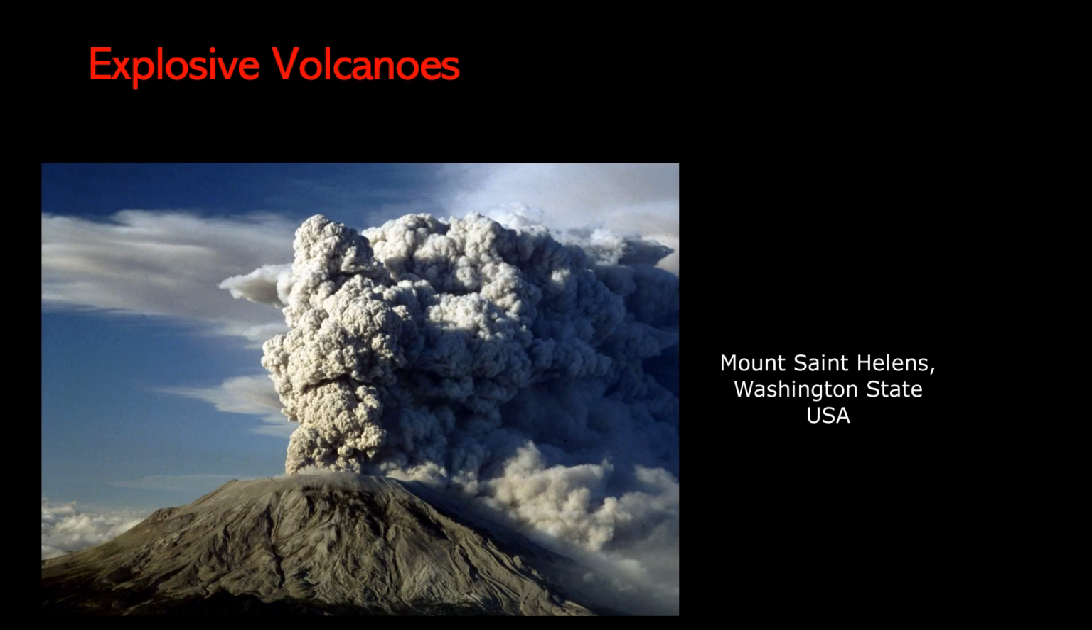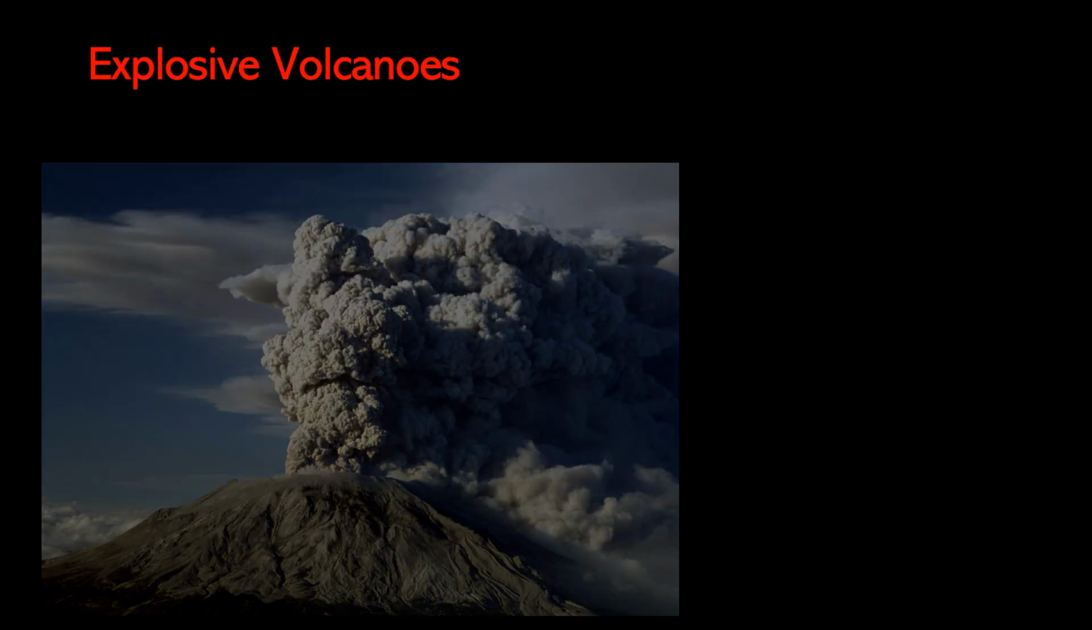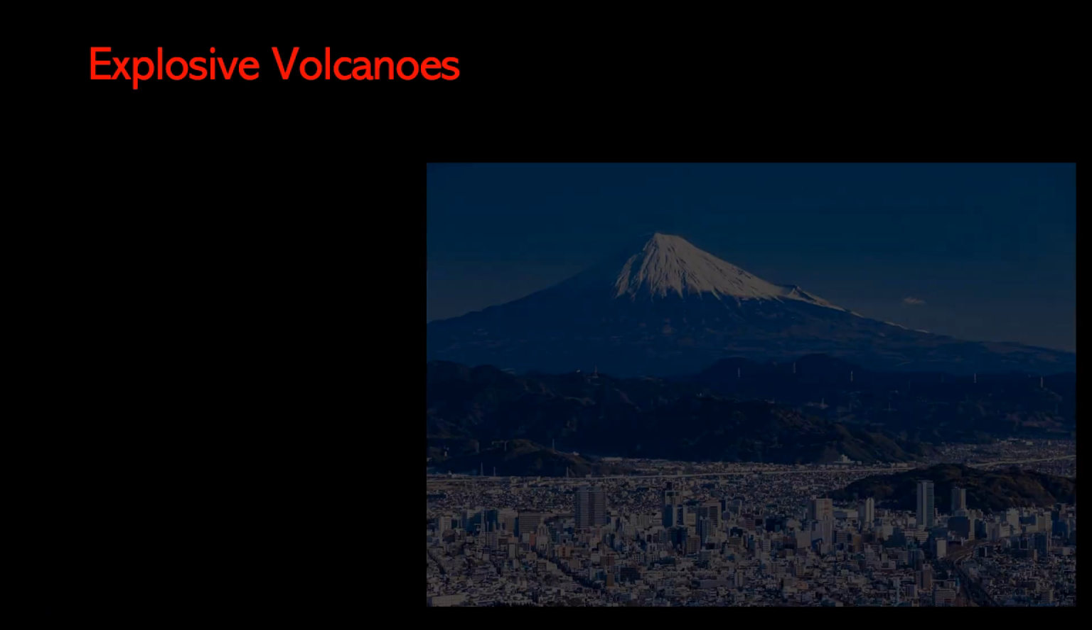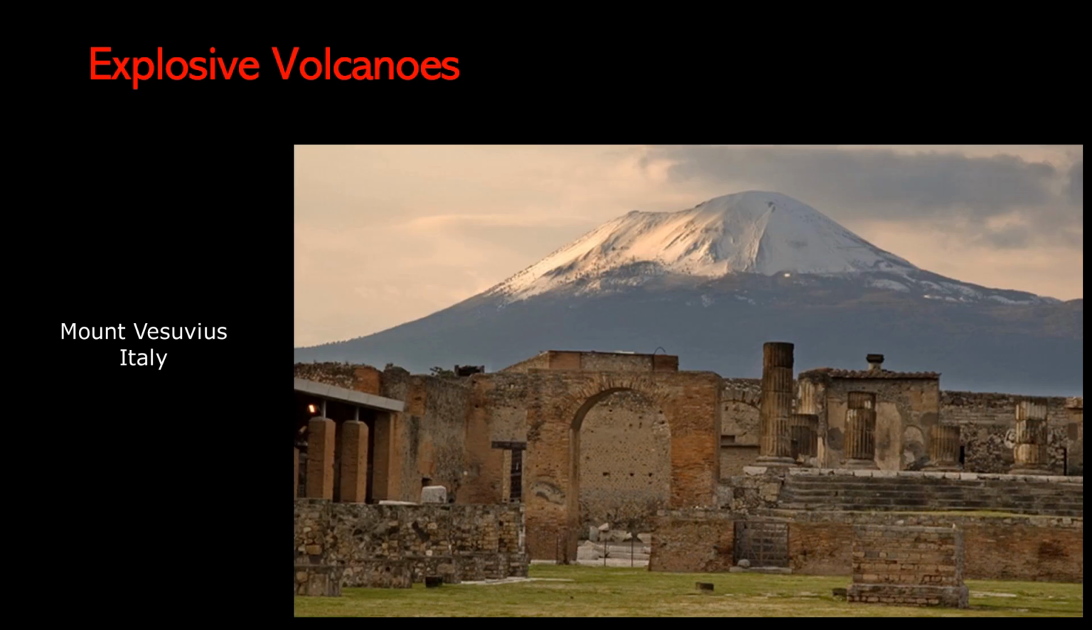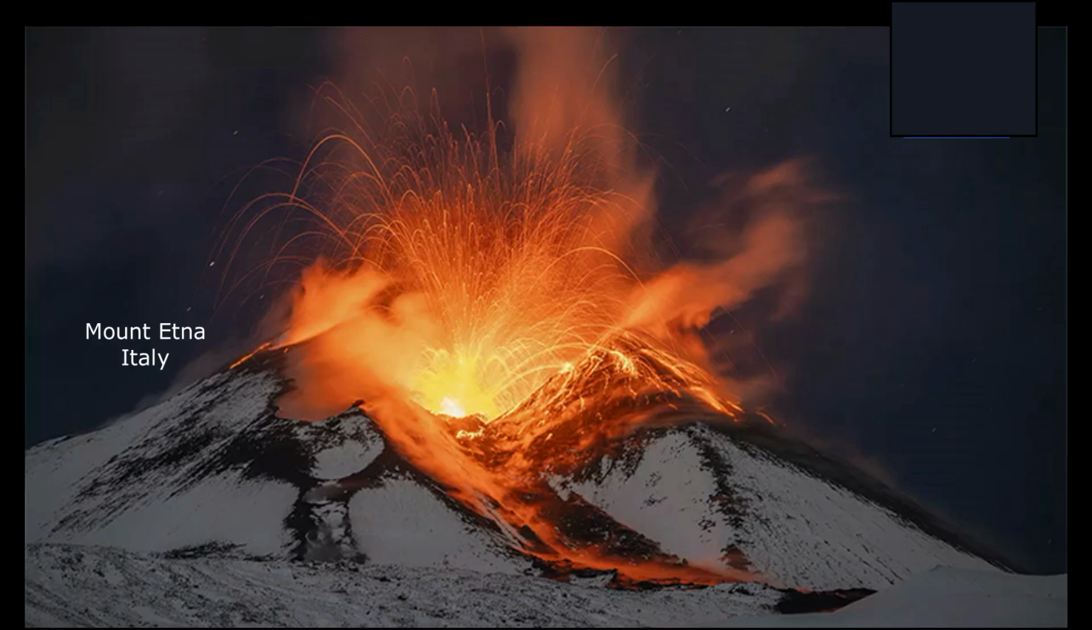Examples of active explosive composite volcanoes are Mount St. Helens in the US, Mount Fuji in Japan, and in Italy, Mount Vesuvius, Mount Etna.